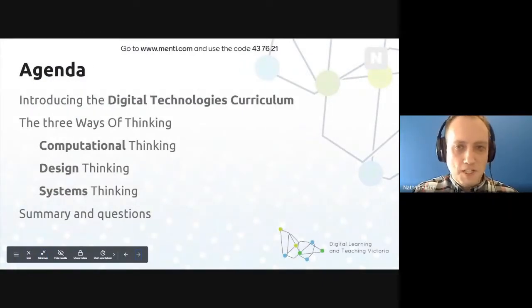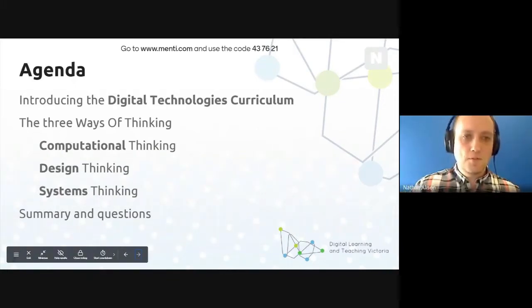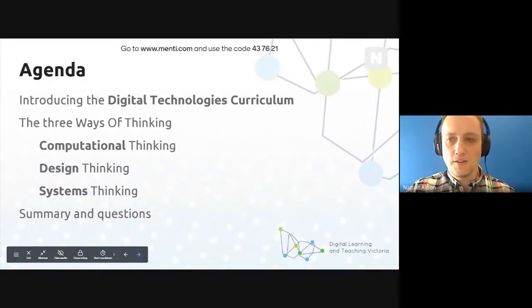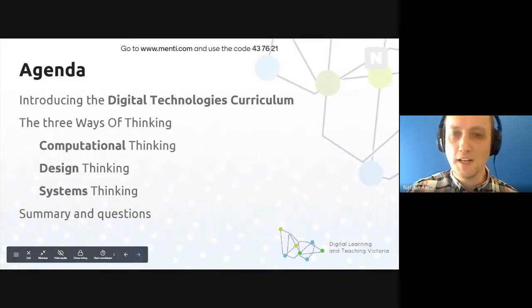Here's the things we're hoping to get through today. Basically, you can see in the agenda there, we'll spend a little bit of time introducing the curriculum for those who are brand new to it. Some of you, of course, I can tell are very familiar with it from your names. We'll be looking at the three ways of thinking separately: computational thinking, design thinking, and systems thinking. And then at the end, there'll be a summary and time for some questions. Just one further reminder, you'll see that link to Menti at the top. We'll give you that link again with that code whenever we have an interactive activity to do. Thanks, Catherine.